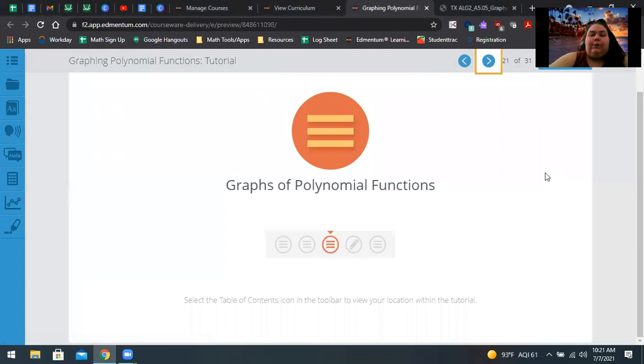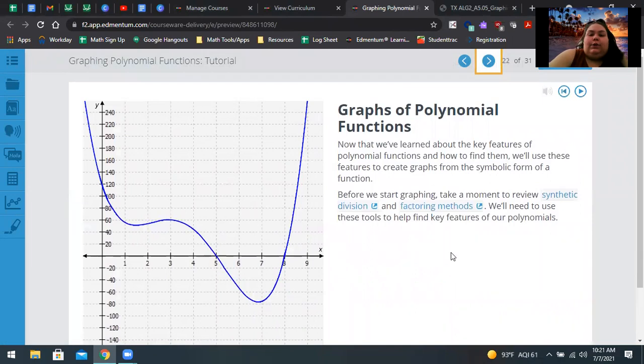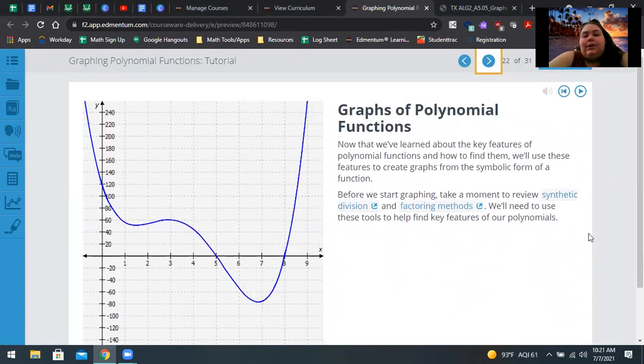Moving on to slide 21. Graphs of polynomial functions. Again, we're going to take a look at graphs, but it says before we start, take a moment to review synthetic division and factoring methods. We'll need to use these tools to help us find the key features of our polynomials.